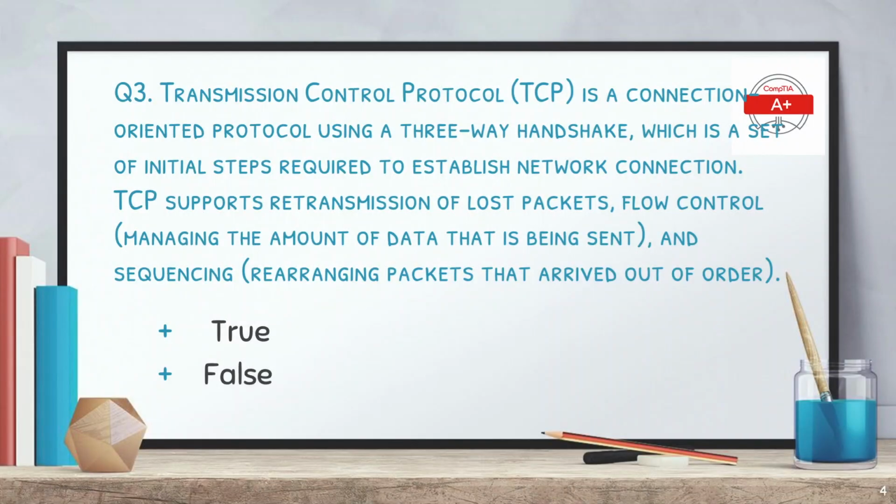The next question is that the Transmission Control Protocol, TCP, is a connection-oriented protocol using a three-way handshake, which is a set of initial steps required to establish a network connection. TCP supports retransmission of lost packets, flow control, managing the amount of data that is being sent, and sequencing, rearranging packets that arrived out of order. So this is in effect the definition of TCP, and if you knew this definition, you must know the answer, and the correct answer is true. So yes, this is the exact definition of TCP.